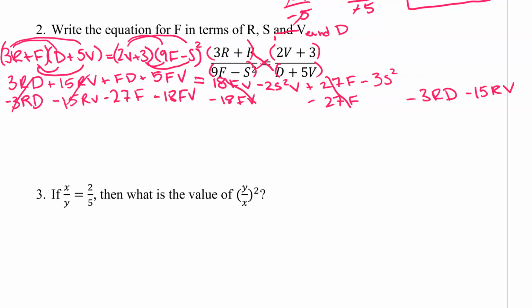So fd and negative 27f are not like terms, so don't combine those. We've got fd minus 27f. 5fv minus 18fv, those are like terms, so we're going to combine those, and that would be negative 13fv equals, and then none of the ones on the right-hand side are like terms, so we're just going to write them all out.